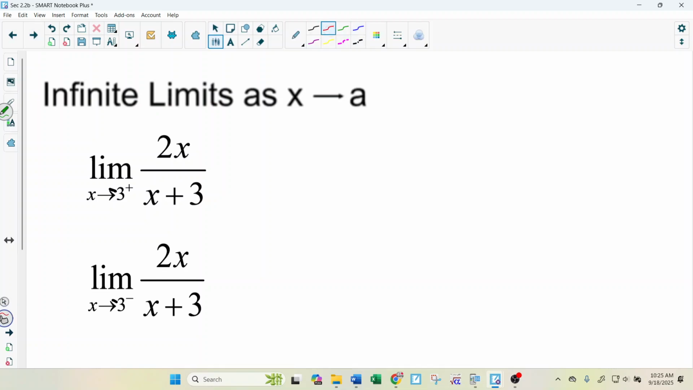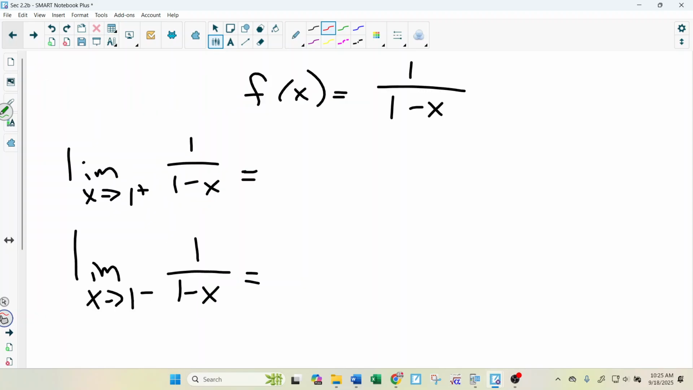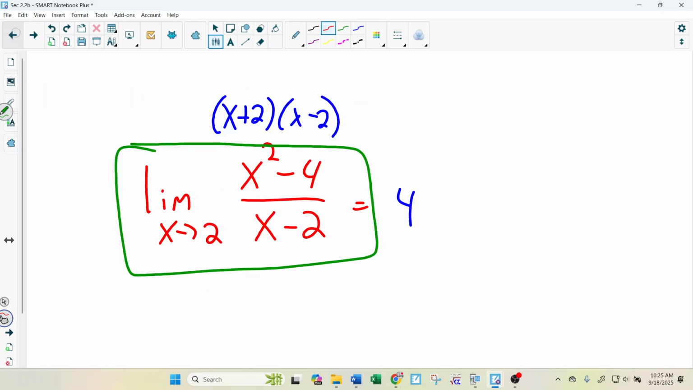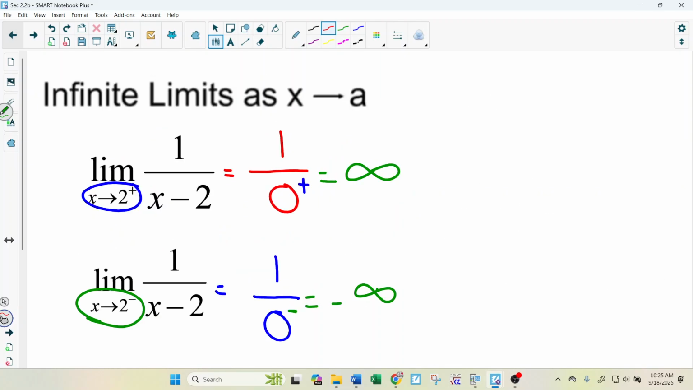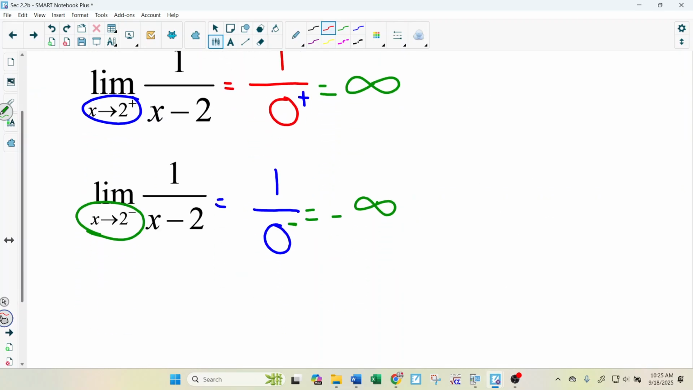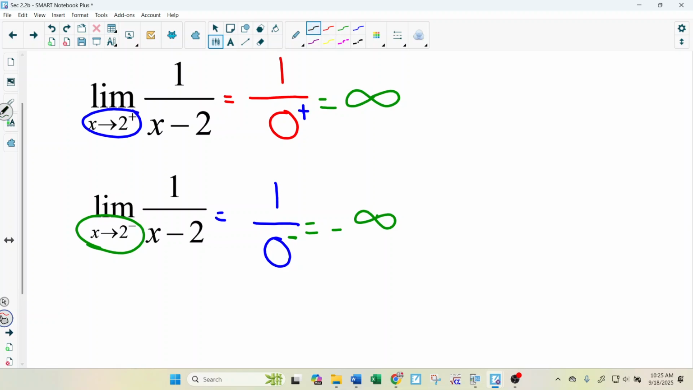So we're looking at the, oh, hold up, let's back up. I want to talk about something. Let me go back to here. Let's say I asked you this question. What's the limit as x approaches 2?